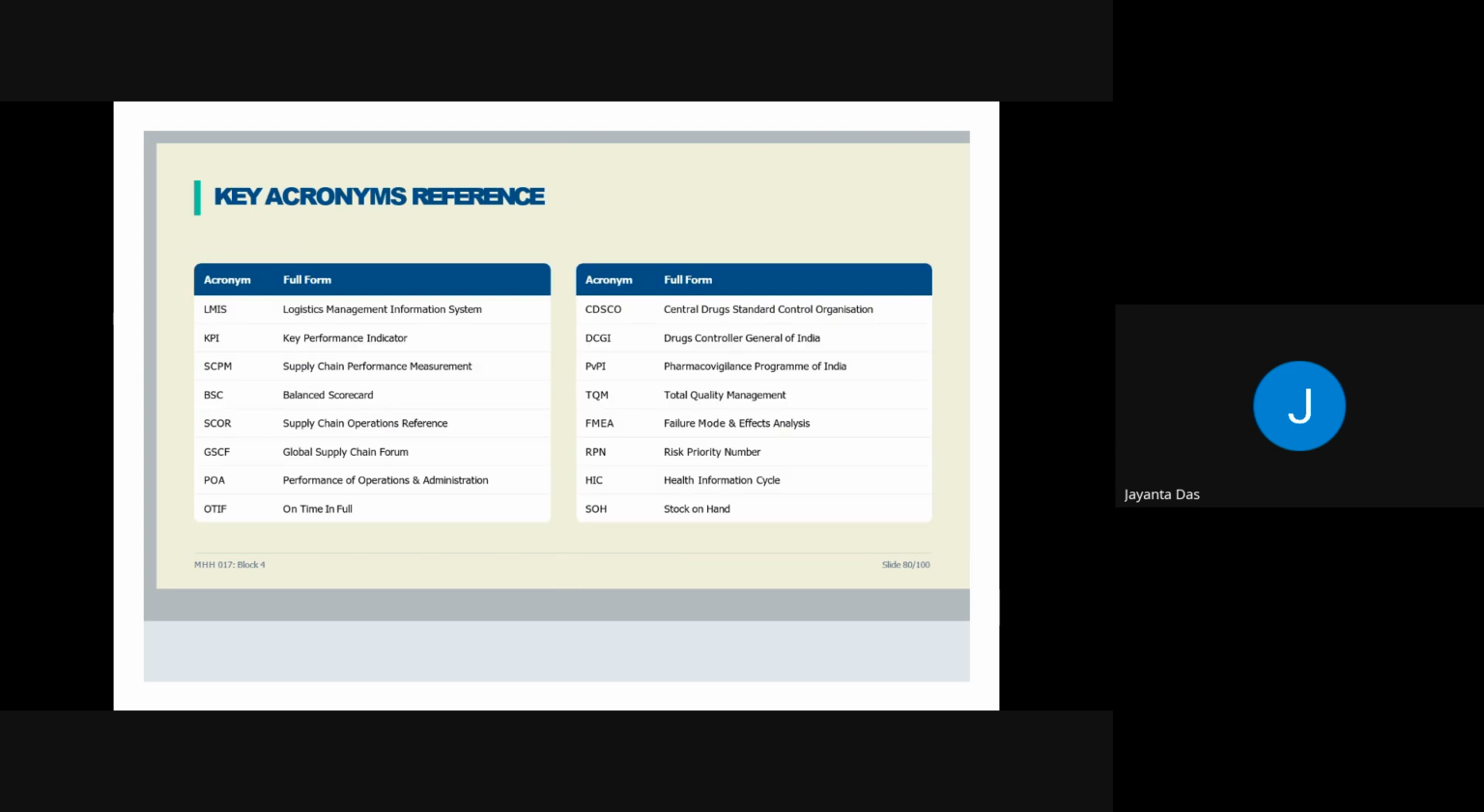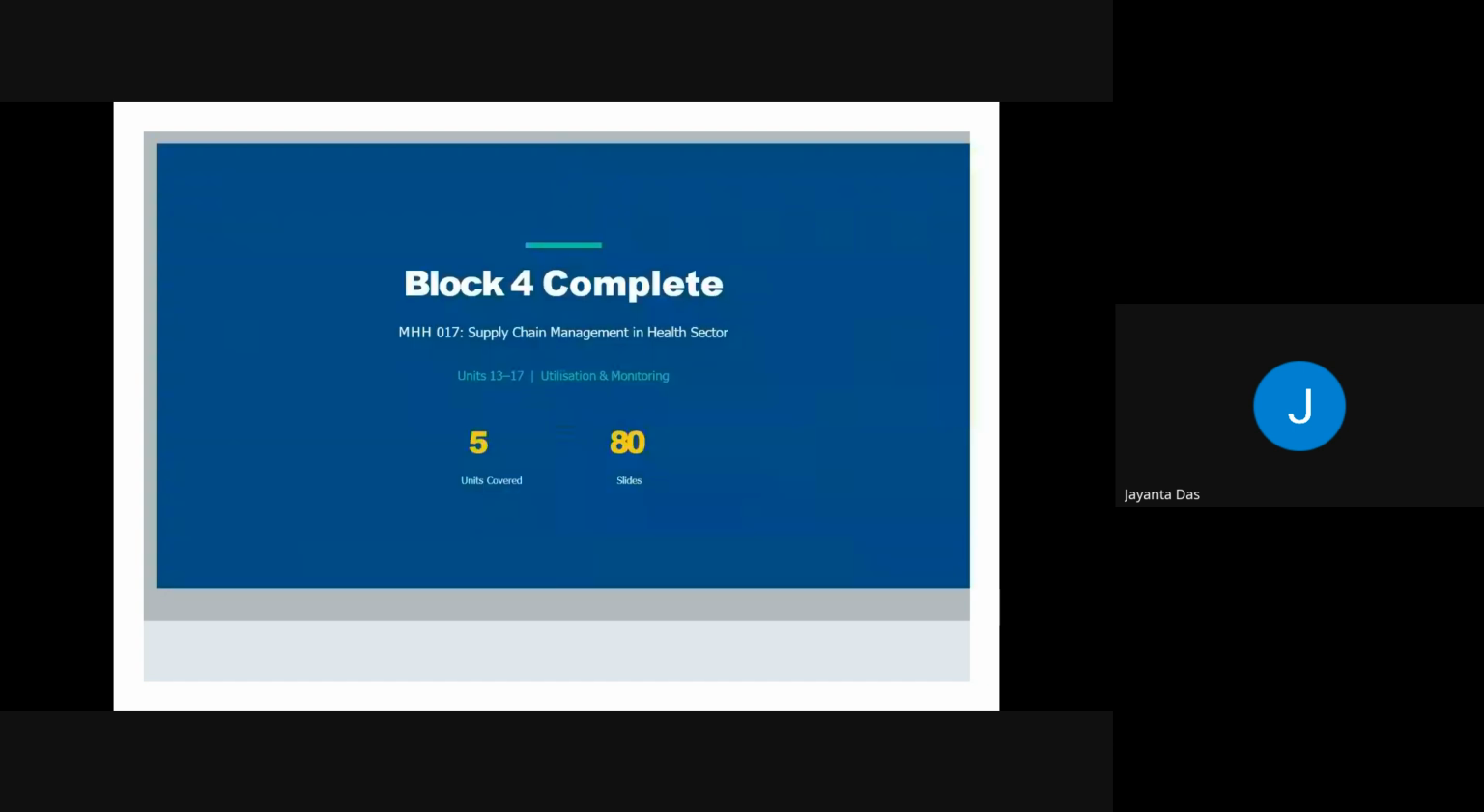So these are the key acronyms or the things which are given in your learning materials also, and the full details are given. So with this, I stop here, and we have completed this course on supply chain management.